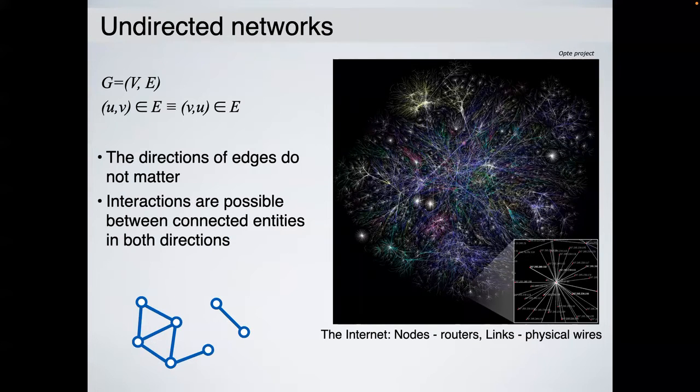Let's talk about the different types of networks. The most basic one introduced here is the undirected graph, or undirected network, with an example here of the internet. The internet is not the World Wide Web. The internet is when you have computers and servers connected together by physical connections. And this is undirected because information can flow in both directions.